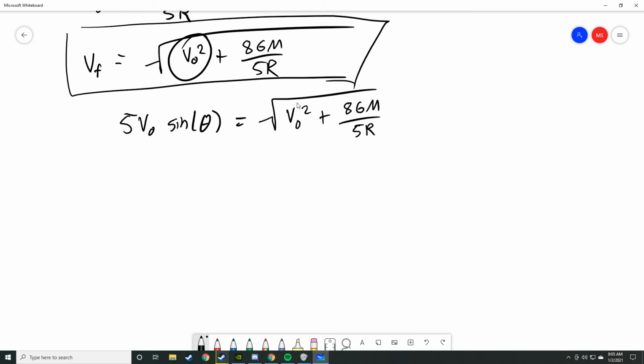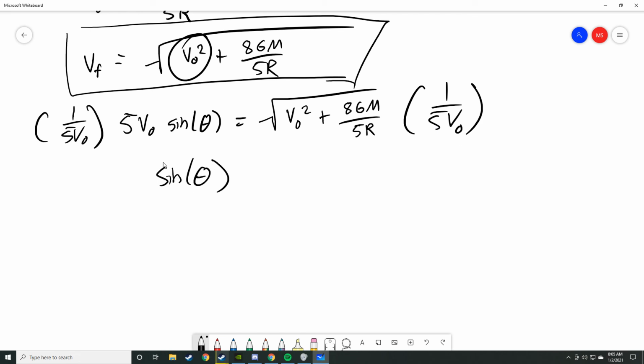When I see these two variables under a square root, it's like, oh man, it's almost squared. If only that was squared, I could divide both sides and do all that business, right? So how I'm going to write this is, first I'll divide both sides by 5 V naught. So I'll write that out: 1 over 5 V naught. Okay, now we have sine of theta on one side, which is good, because then we can just apply arc sine to get theta, right? So sine of theta is equal to 1 over 5 V naught times this business.